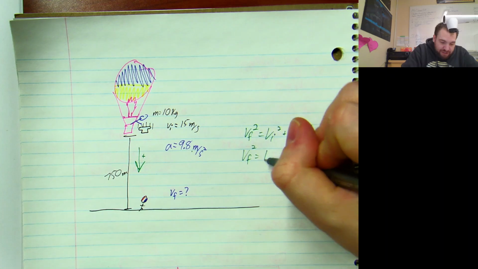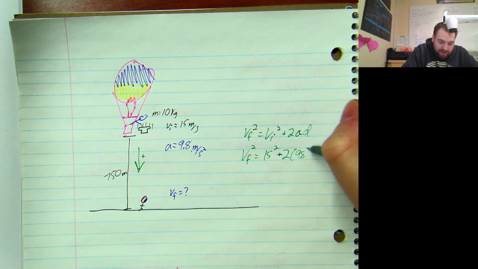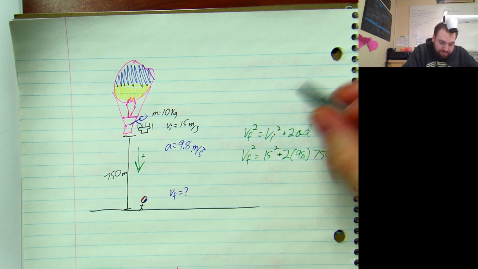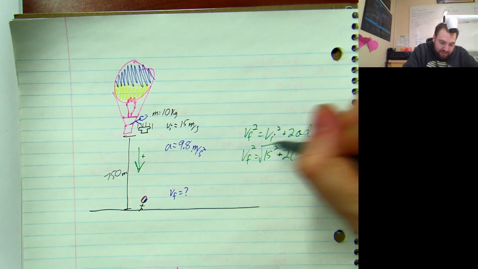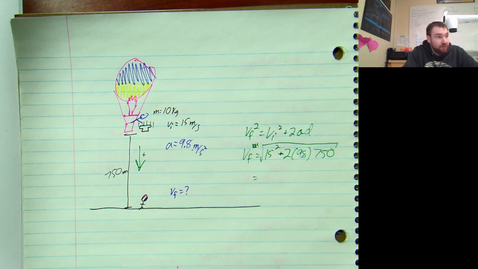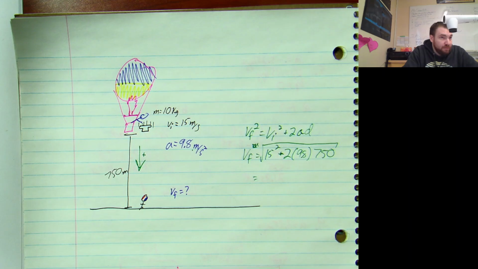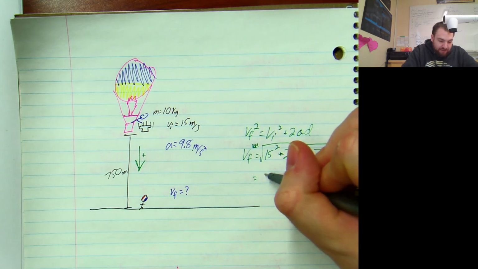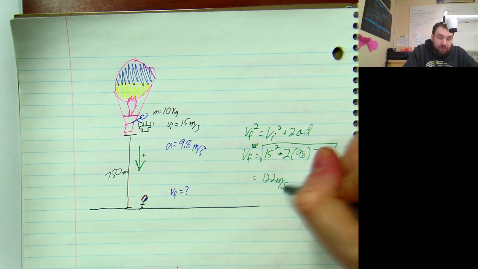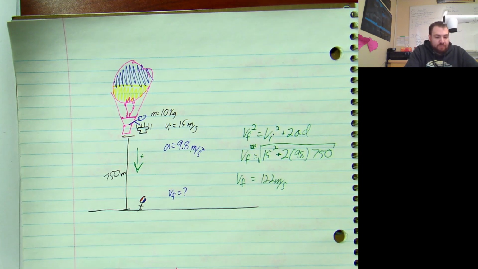So we're going to have 15 squared plus 2 times 9.8 times 750, and we need to square root that thing. So how fast is that thing going when it makes contact with our arch nemesis, or this person's arch nemesis? 122 meters per second. So the mass didn't show up anywhere. That's kind of cool.